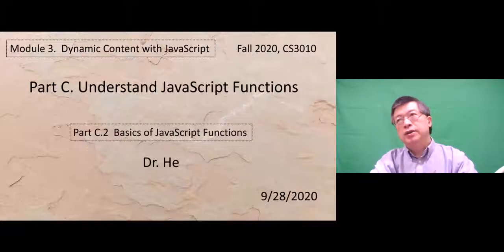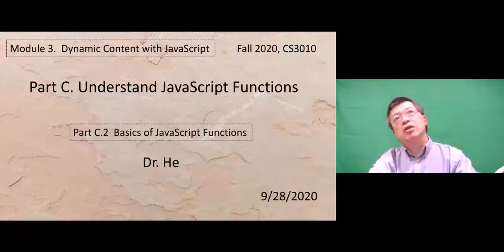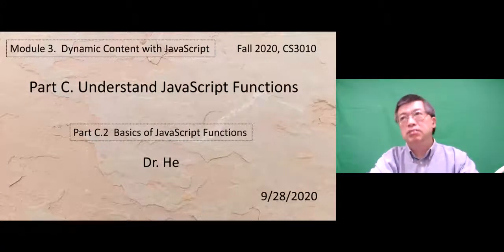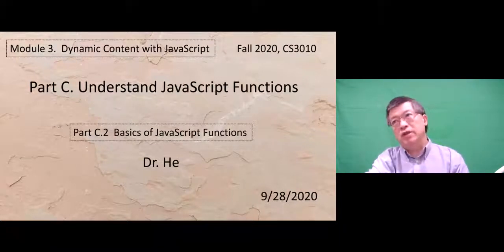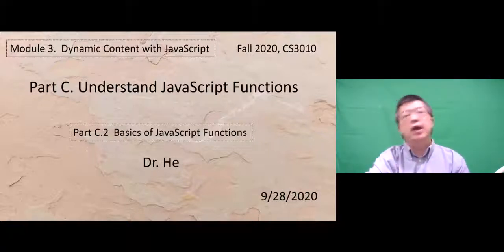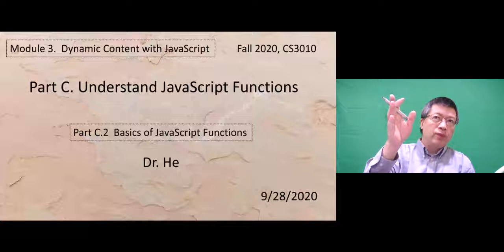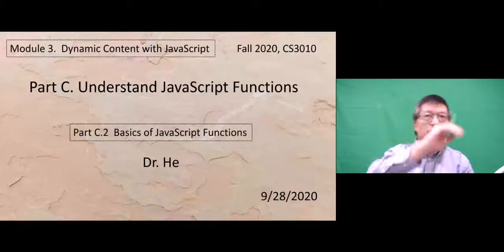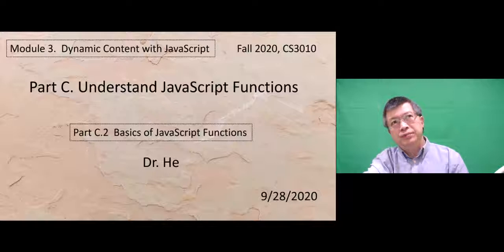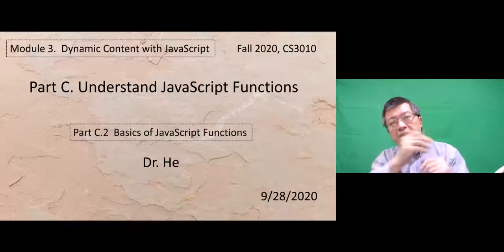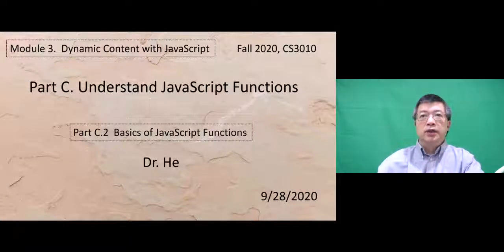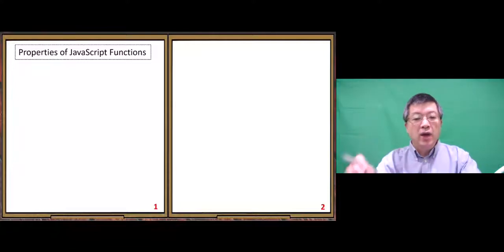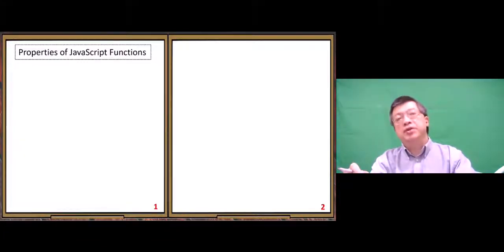If we have that part, then later when you see there are several different ways to use JavaScript functions, you can understand easily. Otherwise, when you see some different way to use a JavaScript function, you may feel it is very hard to understand. All right, so in our part C, we will spend some time to get a better understanding of JavaScript functions. Let's start first with properties of JavaScript functions.